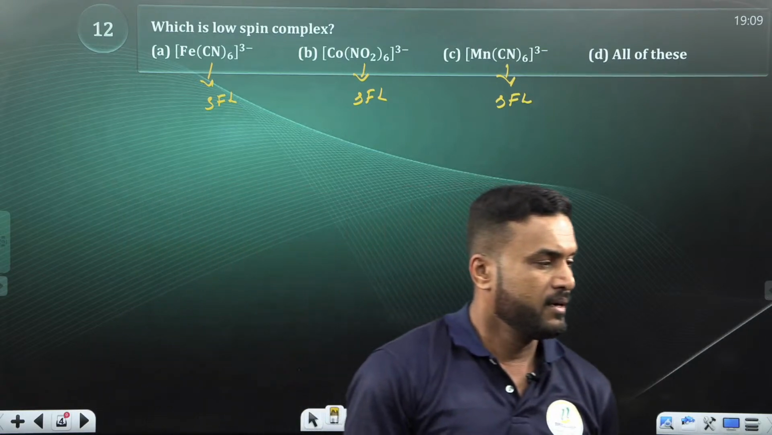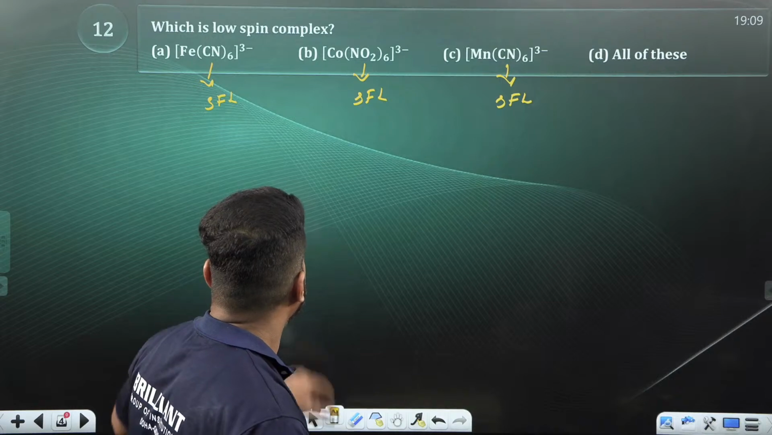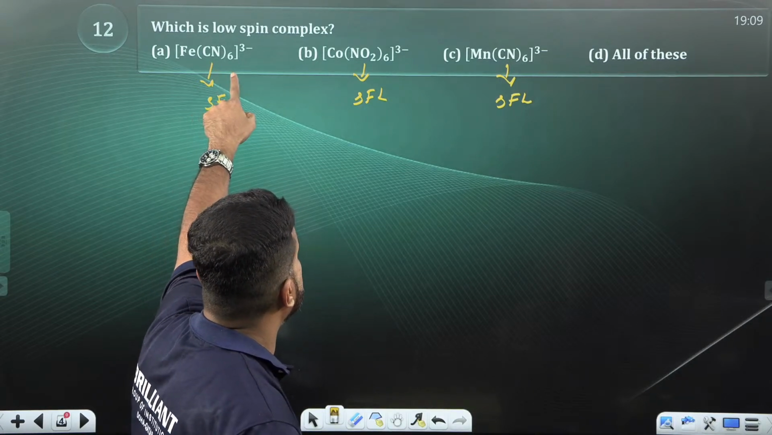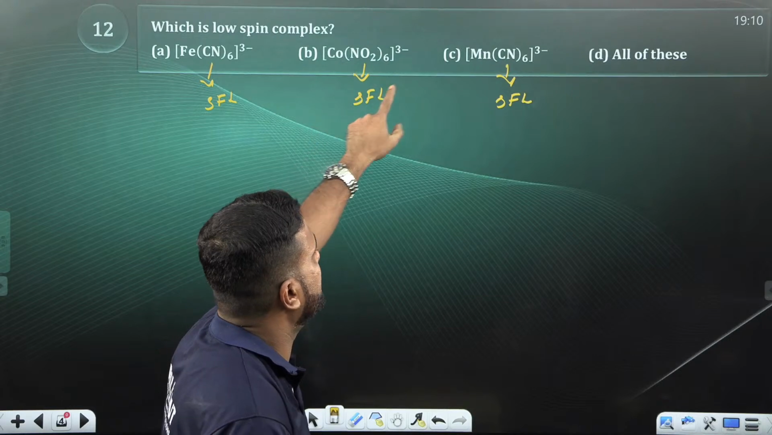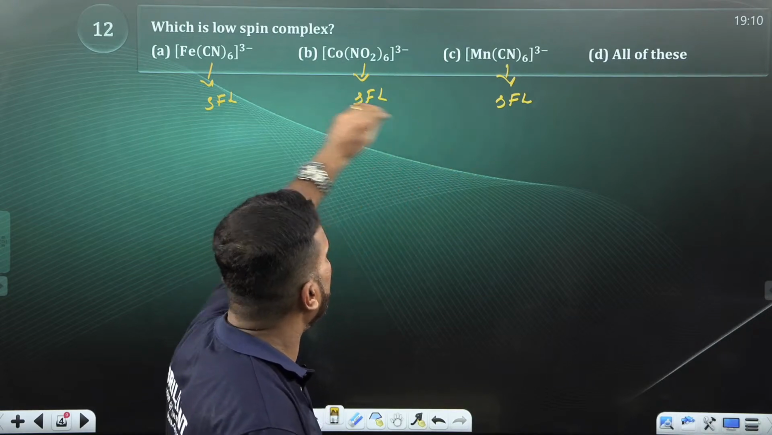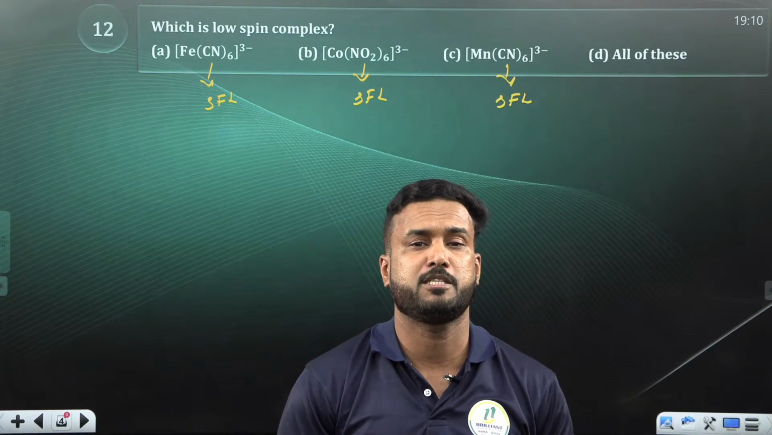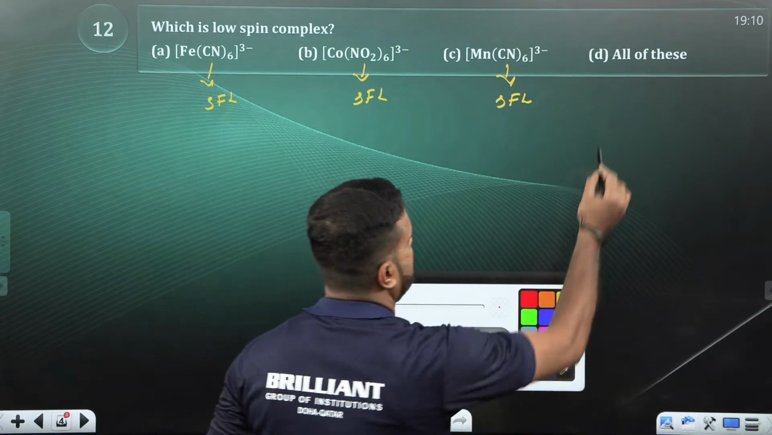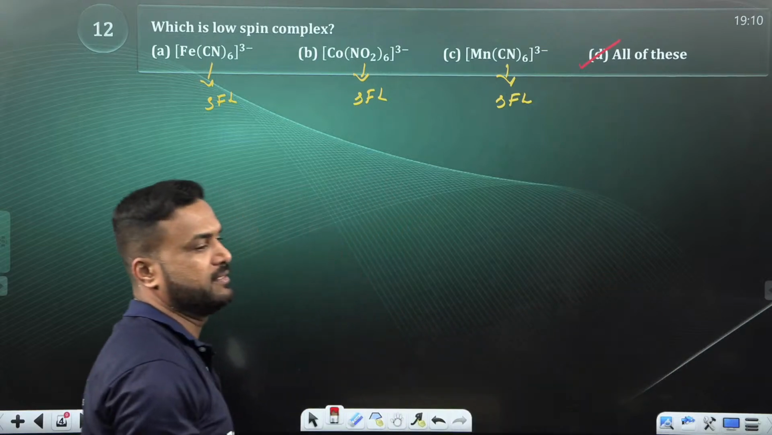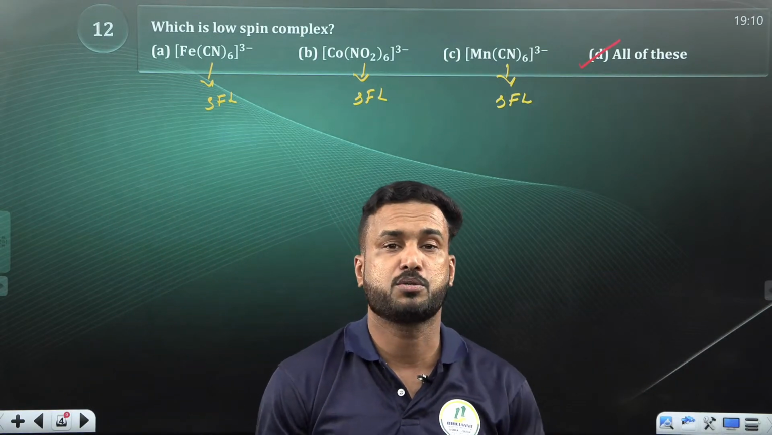Yeah, Hanna, correct answer is not A. Here it is Fe with CN 6 times, CN is a strong field ligand, NO2 minus is a strong field ligand, CN again a strong field ligand. In all these, pairing up of electrons will take place, which means they are low spin complexes. So the correct option is D, all of these. Everywhere pairing up of electrons will take place because they all are strong field ligands.